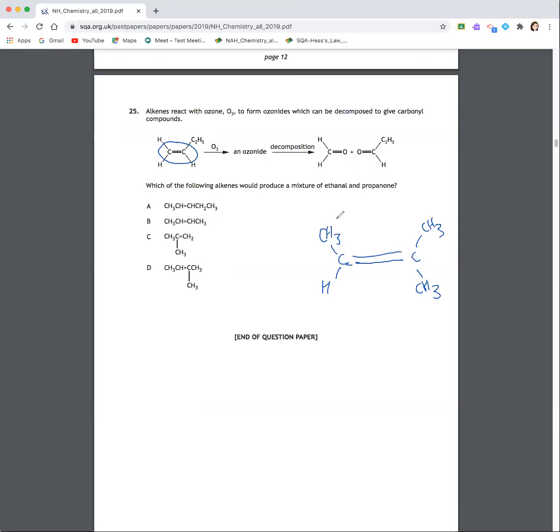So if you look at the possible answers, we've got CH3, CH, and then, so it's not A. CH3, CH, not CH, so it's not B. CH3, CH is not C either, and then CH3, CH, C with a CH3 and another CH3, so it must be D. Yeah, so scribbling out molecules on these questions can definitely help. And that concludes the multiple choice part of this paper.